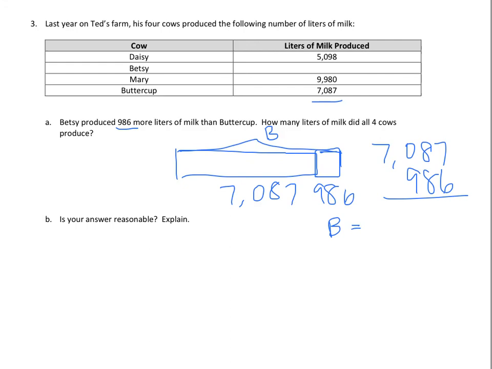We should always know if our answer is reasonable, though, so your student should always estimate. So I would estimate 7,087 to be about 7,000. I would estimate 986 to be about 1,000. So the total reasonable answer for your student should be around 8,000. The final step after they figure out Betsy's total would be to combine all four cows. I would suggest your child add two of them together, find the total, and then add those two totals together. That's probably the easiest way.